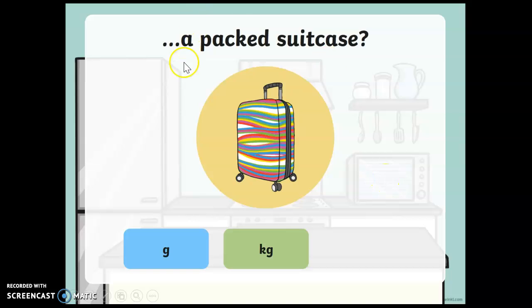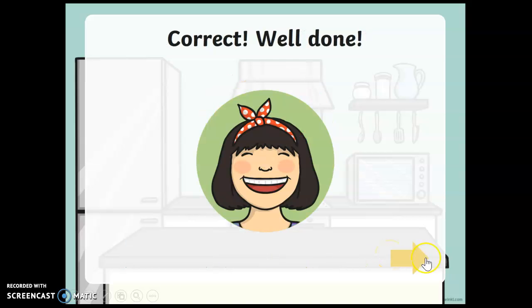Next one, a packed suitcase. When you go on holiday and pack a suitcase, what do we normally weigh a suitcase in, grams or in kilograms? Well done, in kilograms.